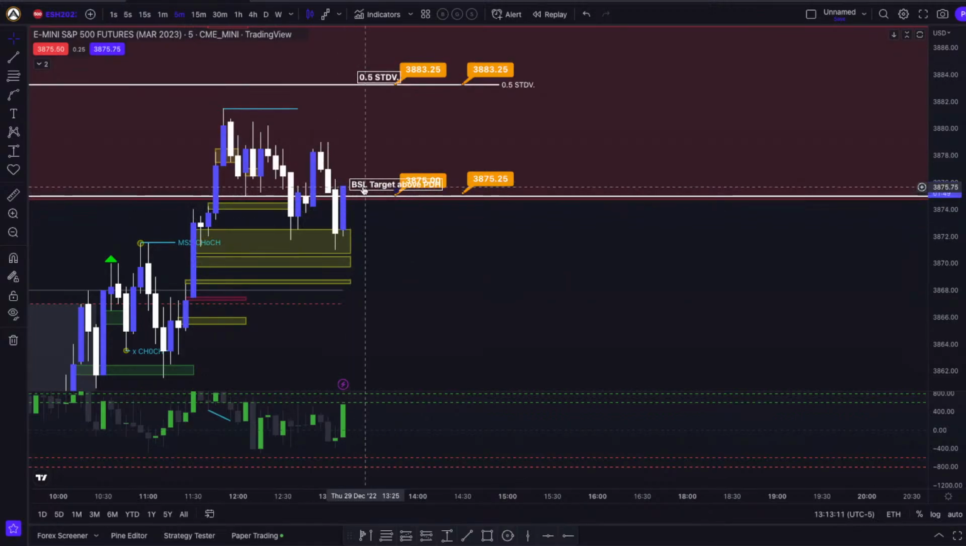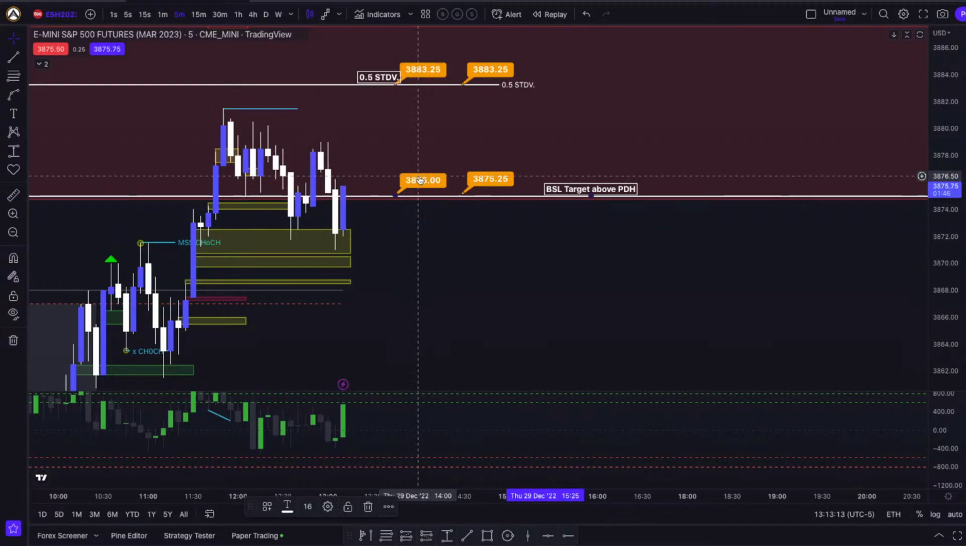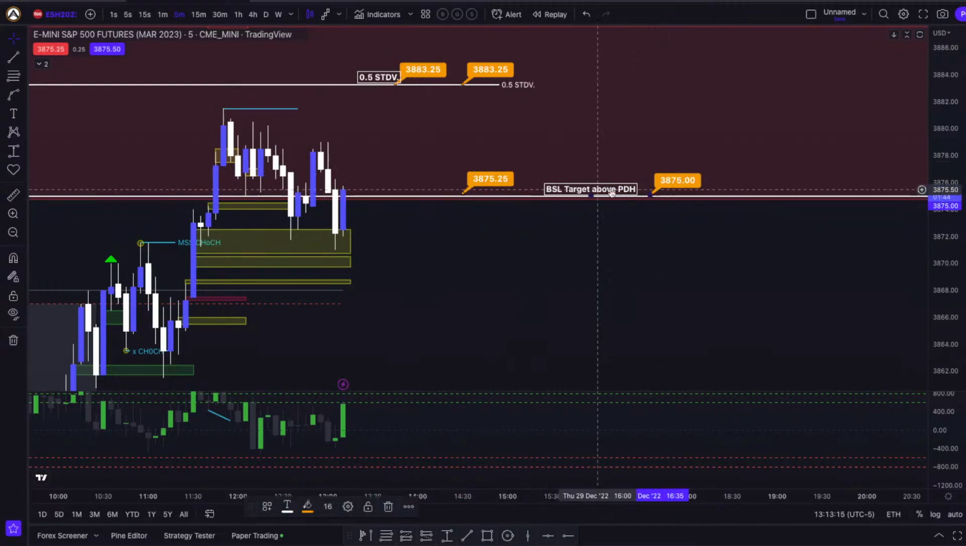If we eventually get a close below our old buy side liquidity target at 375.25, come on, one second.